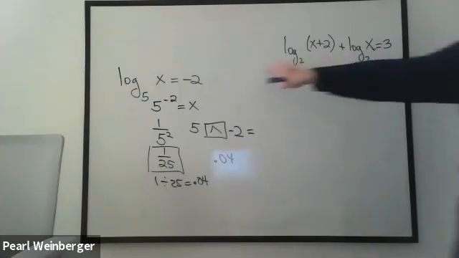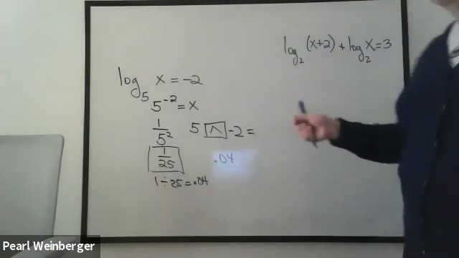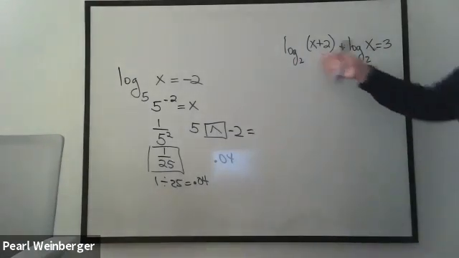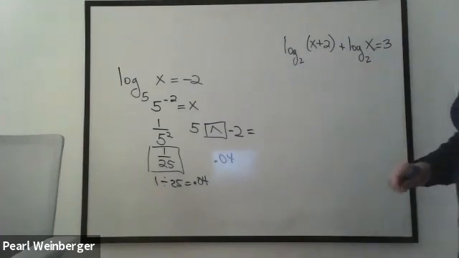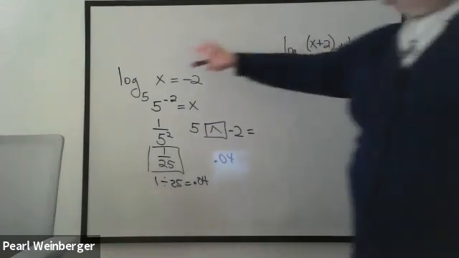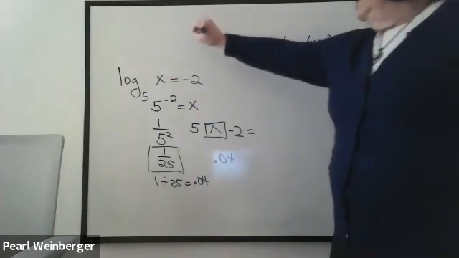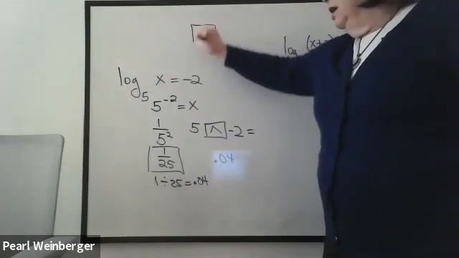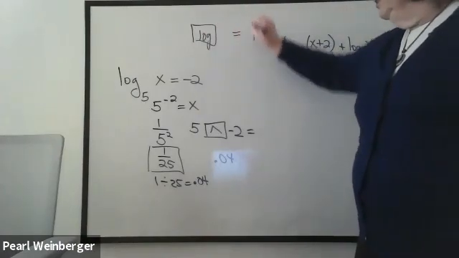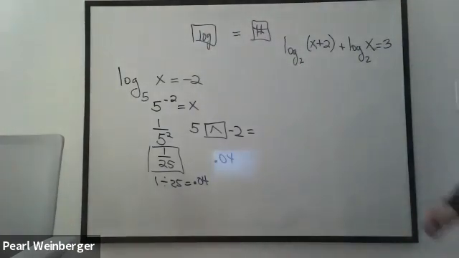I know when I have a log equaling a number, I can switch the log from log form to exponential form. But in this case, I have more than one log on a side. What do I do in that case? My rule for switching from log form to exponential form depends on having the word log on one side, and on the other side, a number. You can't have more than one log on a side. So what are we going to do?